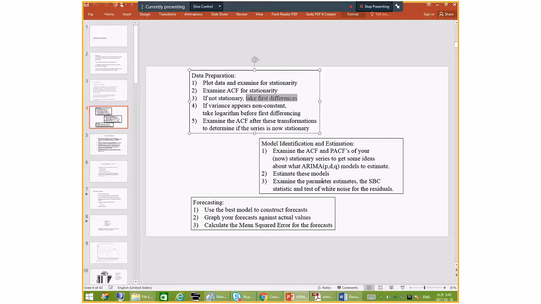After examining the model by using the information criteria, test the white noise for the residuals. Then this model can be used for forecasting.